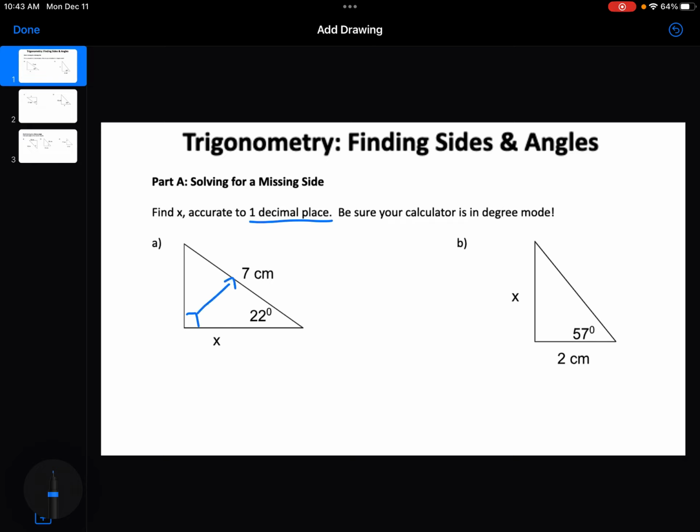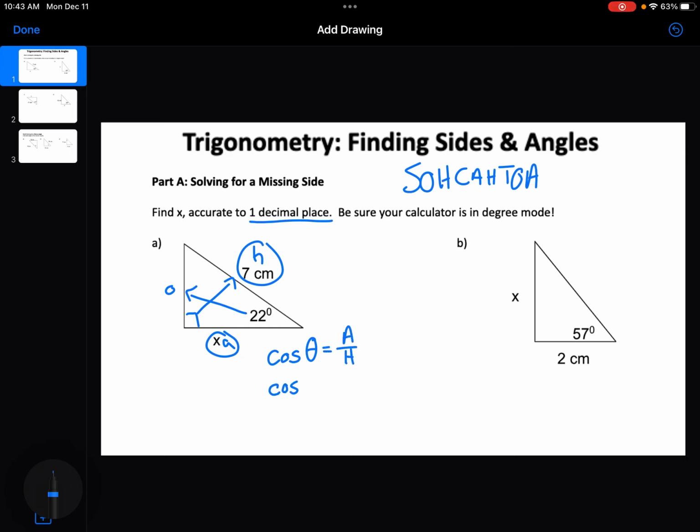I'm gonna label my hypotenuse. I'm then gonna label my opposite and my adjacent. So here, we're using the adjacent and the hypotenuse. Now remembering we have SOHCAHTOA. So if I have adjacent and hypotenuse, I'm going to be using cos. So for this question, we would have cos theta equals adjacent over hypotenuse.